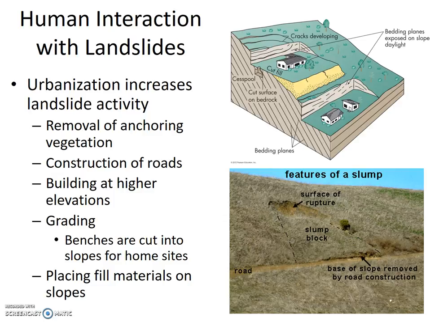Building at higher elevations usually just means building on steeper slopes that have better views, but also a higher risk for landslides. Improper grading is bad when building homes too, and placing fill materials on slopes just adds weight. Irrigation and septic tanks also add weight. Heavy water. The images on the right illustrate some of the concepts.